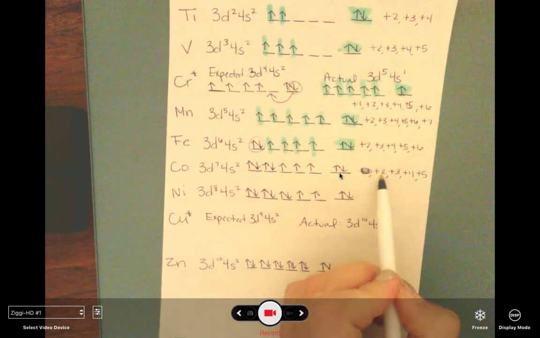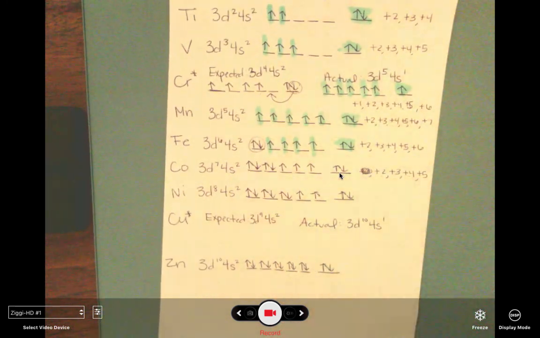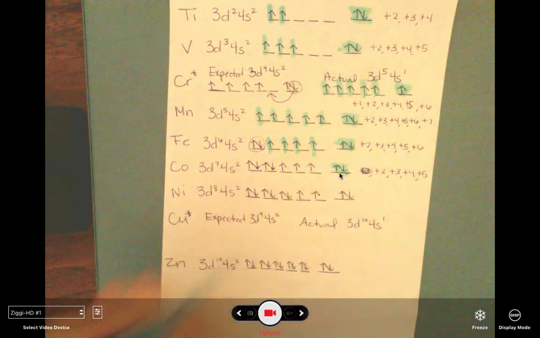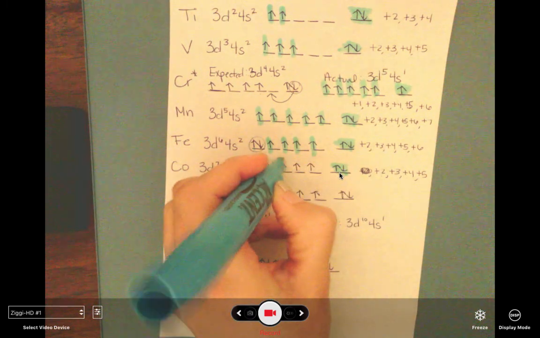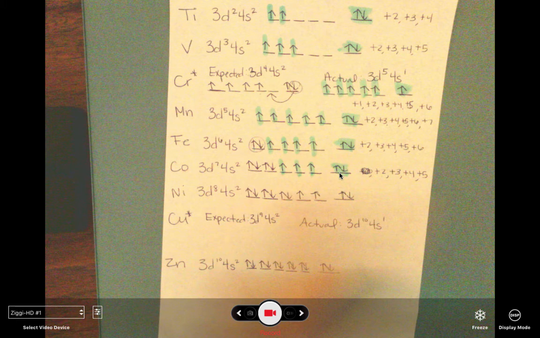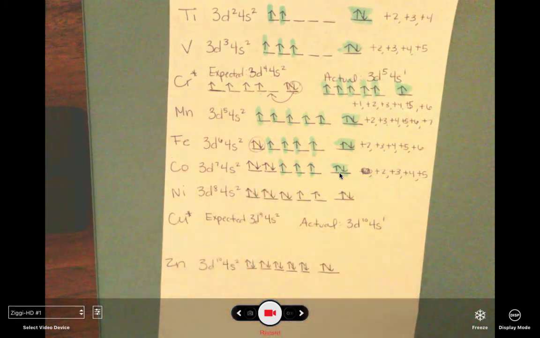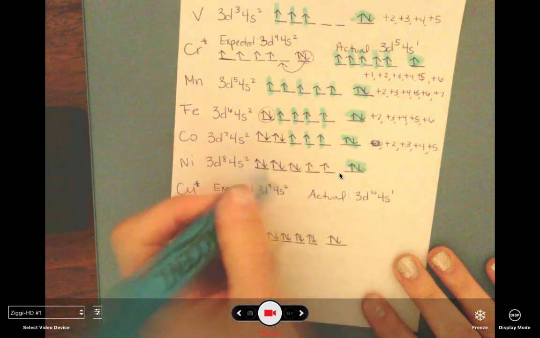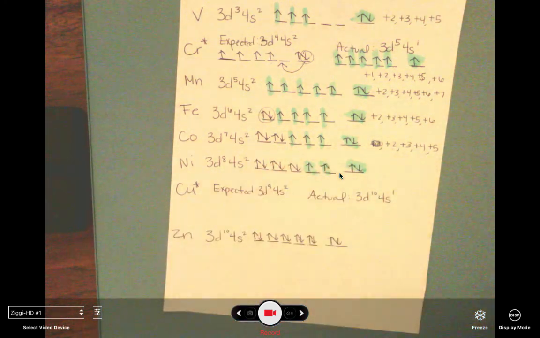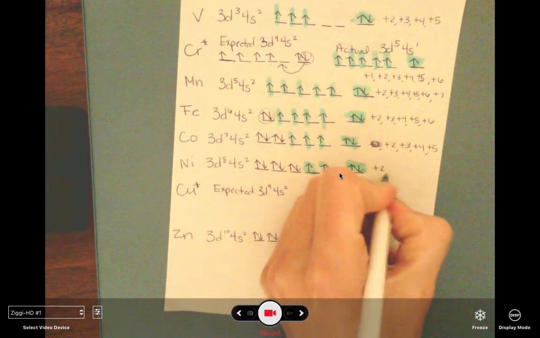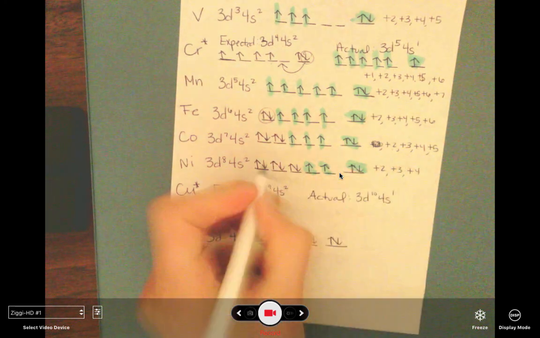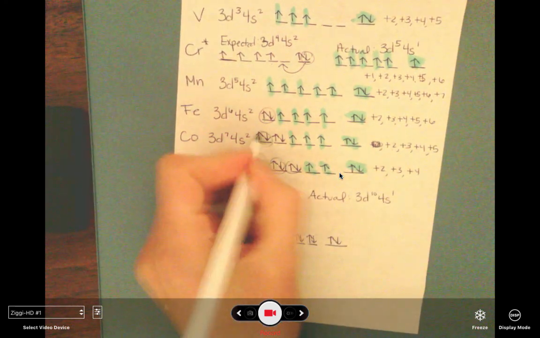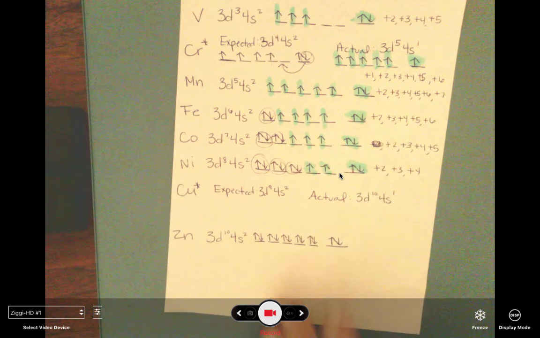Cobalt can take on +2, +3, +4, and +5. So again, pull your first two electrons. That's your +2, +3, +4, +5. Again, it's not going to mess with these paired d block electrons. Nickel's pretty straightforward. So you have your +2, +3, +4 charges. Not going to mess with these. Those are all paired. Not going to do anything about that.